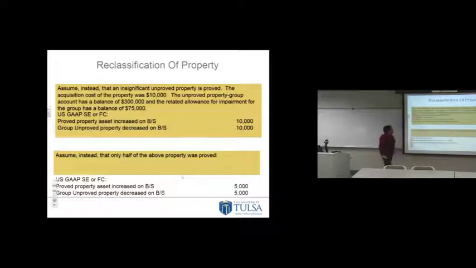And again, if only half of the property is proved, as you know, sometimes in some fields you may be working in one area of the field. You might prove part of the field, but not the whole field, because the field is large, let's say, and you haven't really worked in the other half. So maybe the northern half, the engineers say, are proved, so only 50% of the field is proved. Well, then just move $5,000 from the unproved property asset, decrease that asset on your balance sheet, and move it to the proved property asset on the balance sheet. We'll leave the other $5,000 in unproved property because we're still planning to work that part of the field. Again, same under full cost or successful efforts.